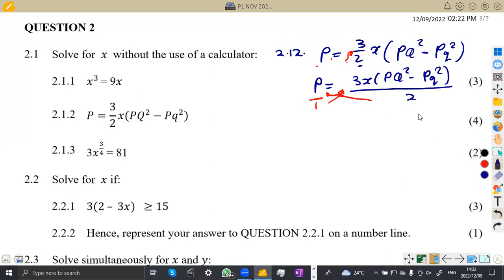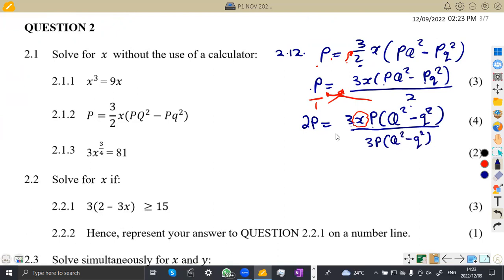All right, so you can cross multiply 2 times P here. That's 2P is equal to 3x into P, this and that. But you can check that P is common here, so you can even factor out the P. So you're going to be left with Q squared minus Q squared. The objective here is to find x, or to make x the subject of the formula. So x is being multiplied by all these numbers. So we divide by the numbers which are multiplying, which is 3p into q squared minus q squared, both sides.